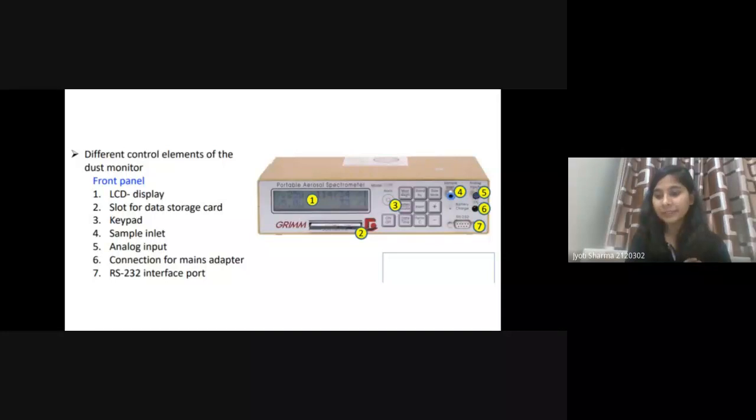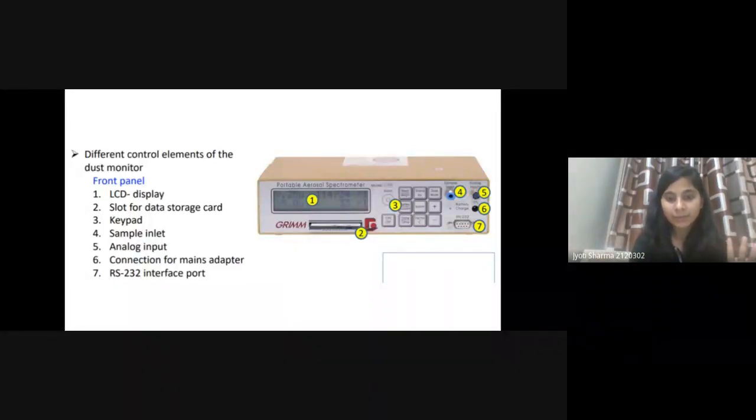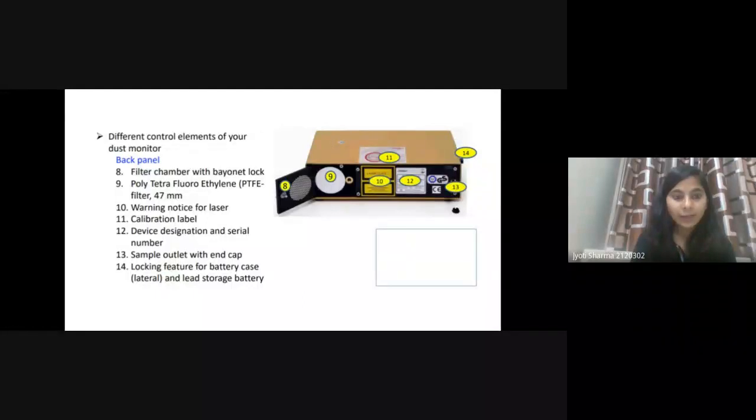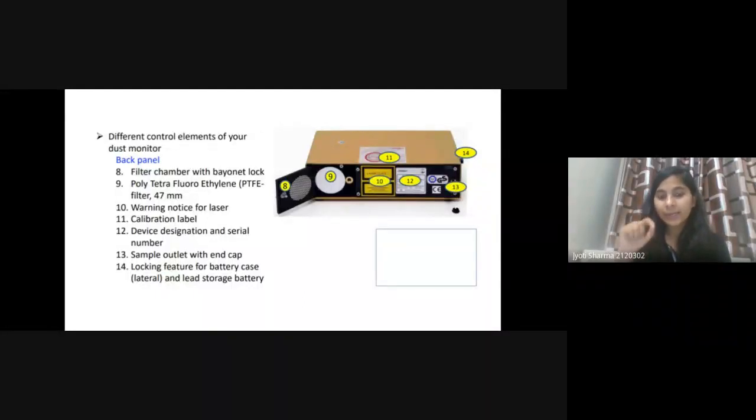Okay, this is the spectrometer, and based on that, you will have the question. In the spectrometer, you can see the screen. You have the LCD display, some buttons, and a port. In that port you can connect your wire or connect your computer, and you have a slot for the data storage card. That is the second point. So this is the portable aerosol spectrometer, and this can be used to calculate particulate matter 2.5 and 10 micrometer.